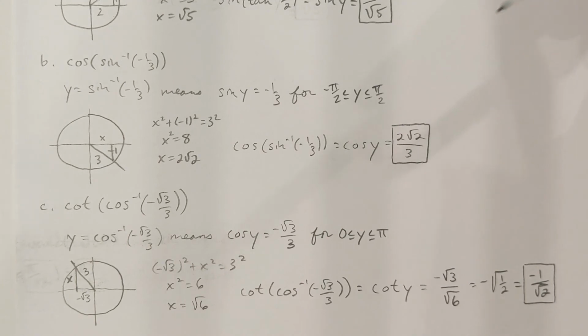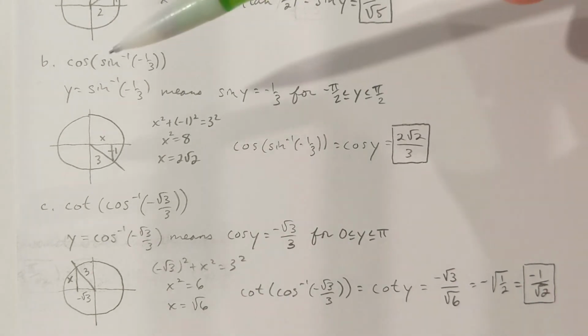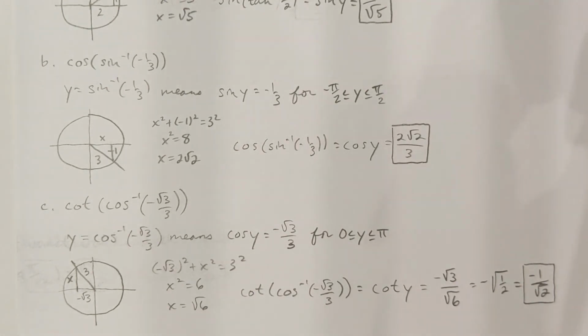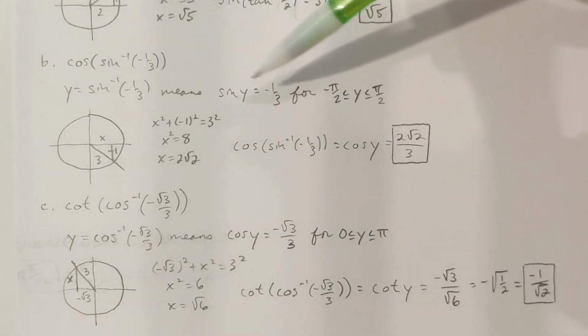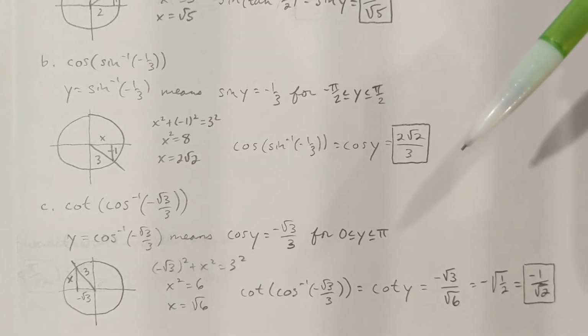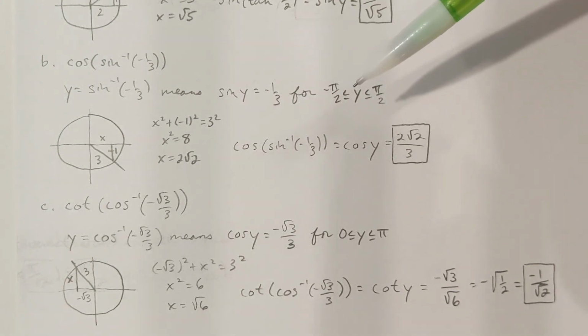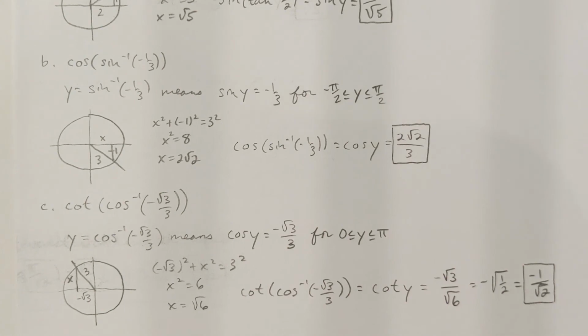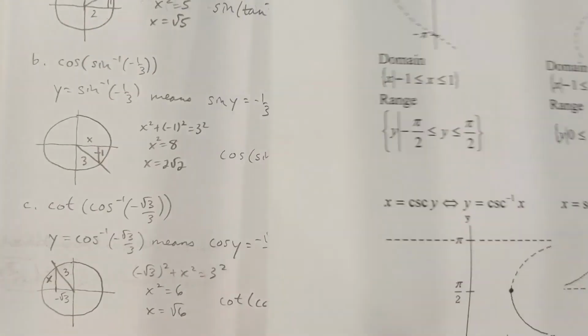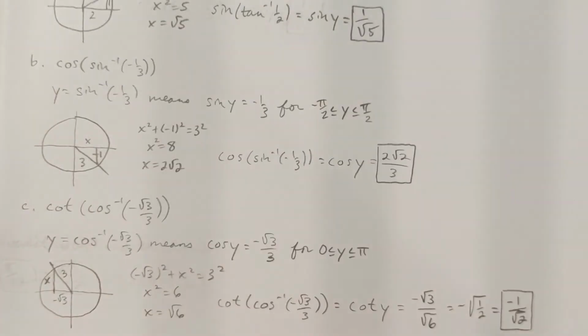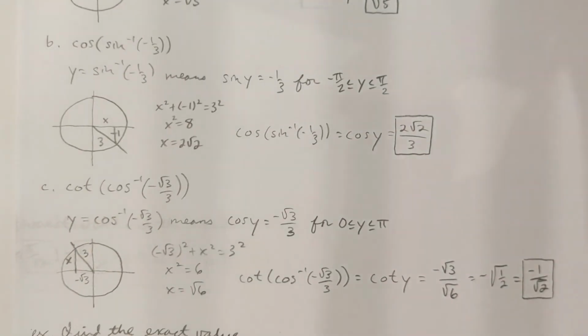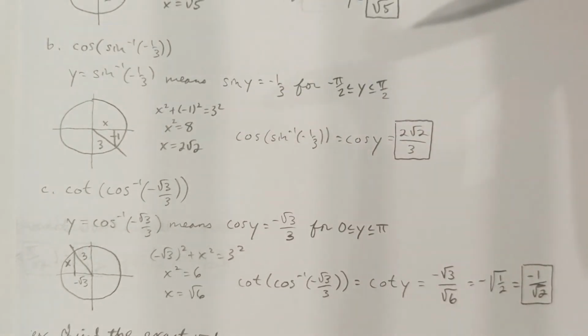Okay, part B, I want to find the exact value of cosine of sine inverse of negative 1/3. Well, I'm going to let y be equal to sine inverse of negative 1/3. Y equals sine inverse of negative 1/3 means that sine of y is negative 1/3. This is going to be for values of y that are ranging between negative pi over 2 and pi over 2. That's the range of the sine inverse function here. And so I'm going to be drawing this triangle in quadrant 1 or quadrant 4.